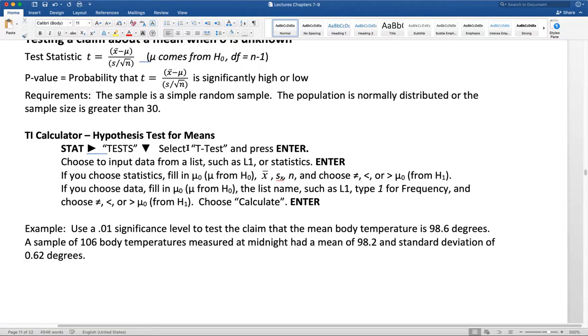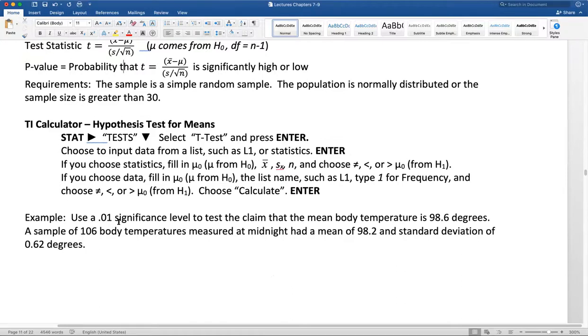So see the example. Use a 0.01 significance level to test the claim that the mean body temperature is 98.6 degrees. That's the claim: the mean body temperature is 98.6. And then a sample of 106 body temperatures measured at midnight had a mean of 98.2 and a standard deviation of 0.62. This problem doesn't give us the population standard deviation sigma, so we have to use the t distribution.